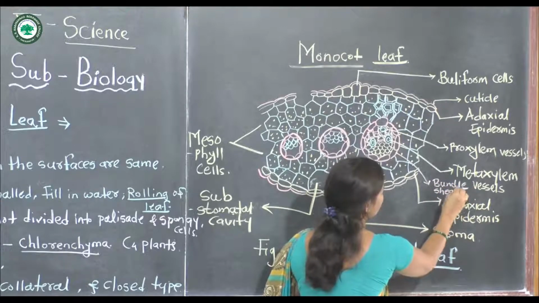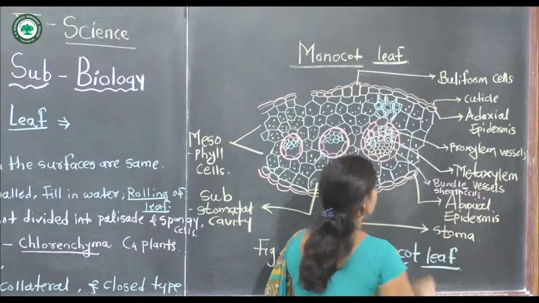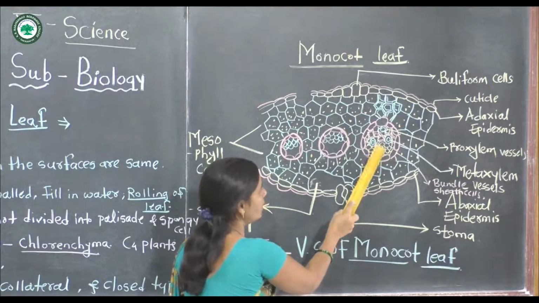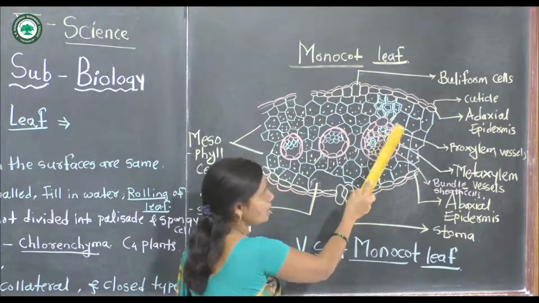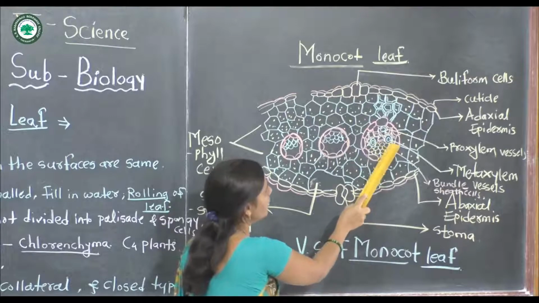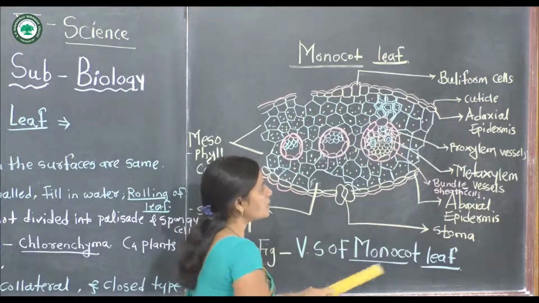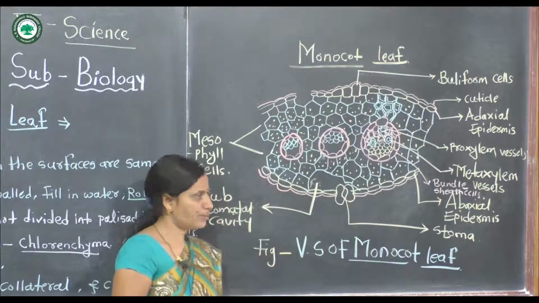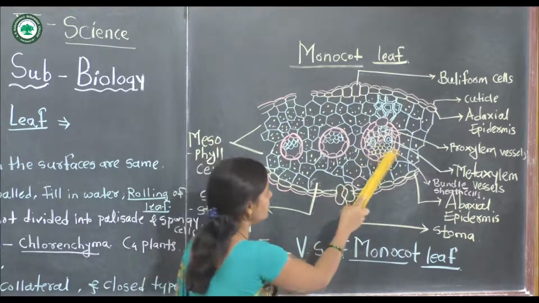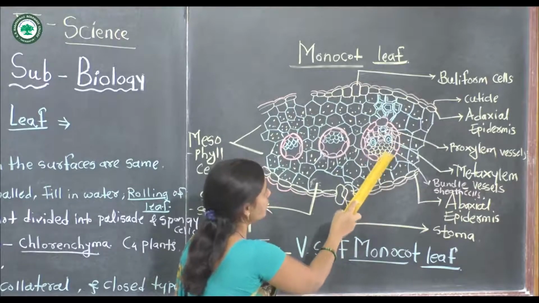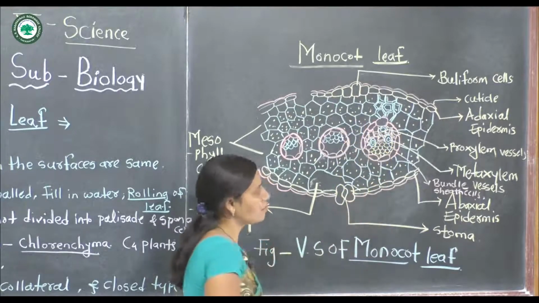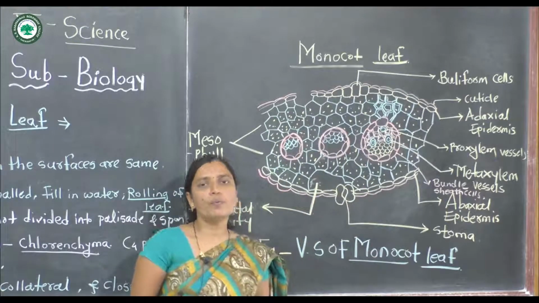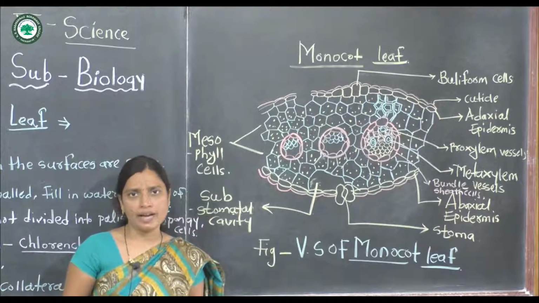These are the bundle sheath cells, and in their innermost part are the protoxylem cells and metaxylem cells, also called the metaxylem vessels and protoxylem vessel. These cells are located on the inner surface of the bundle sheath cells. The vascular bundle of a monocot leaf is distinct from that of dicot leaves.